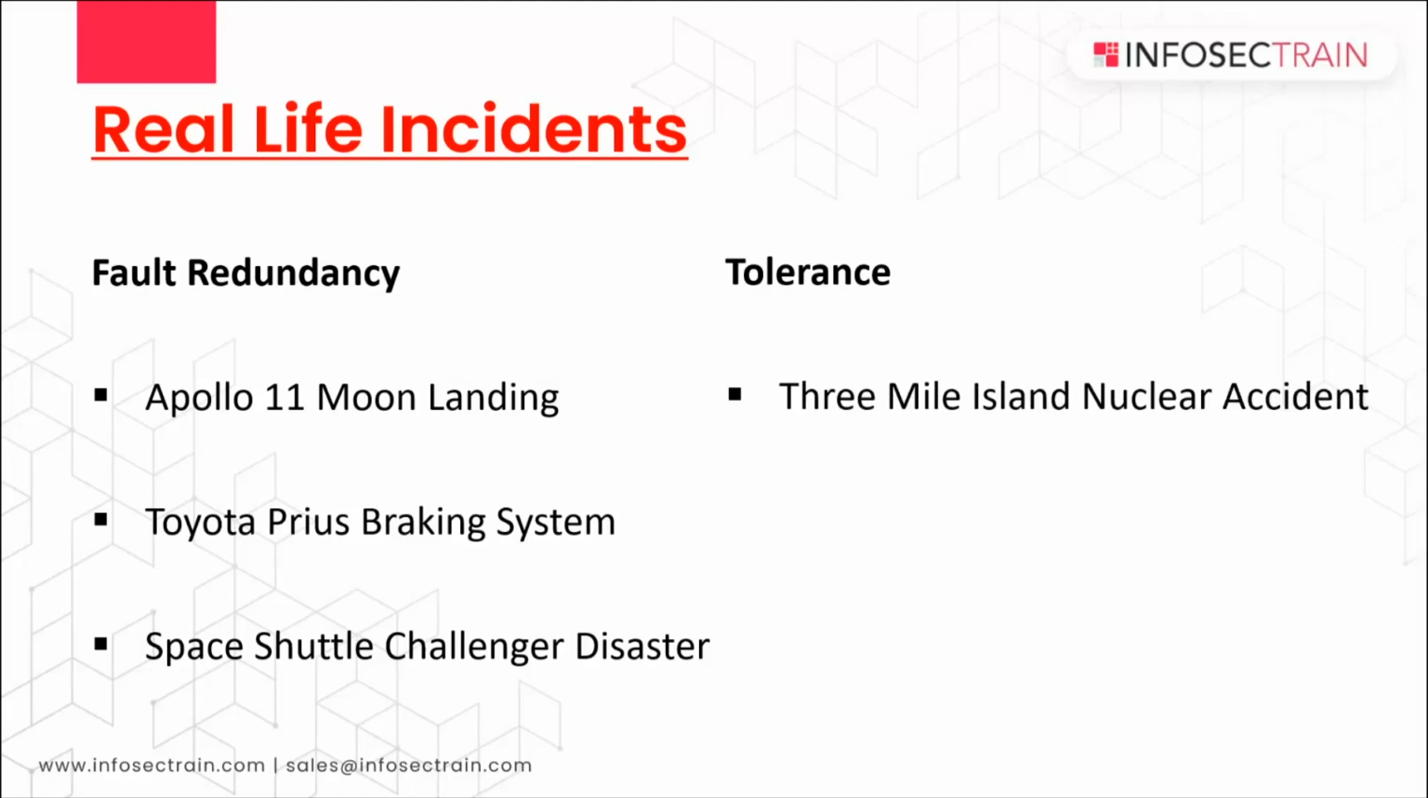So basically, the Three Mile Island nuclear power plant in Pennsylvania experienced a partial meltdown of one of its reactors. However, the safety systems and the redundancies built into the plant's design prevented a catastrophic release of radioactive material, and there were no fatalities or injuries as a result of the incident.